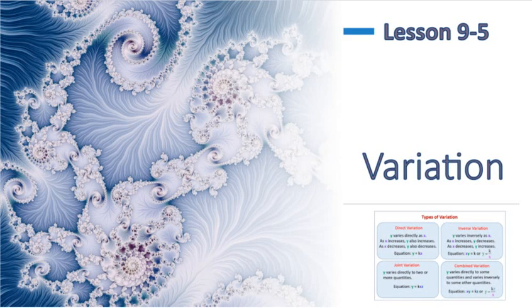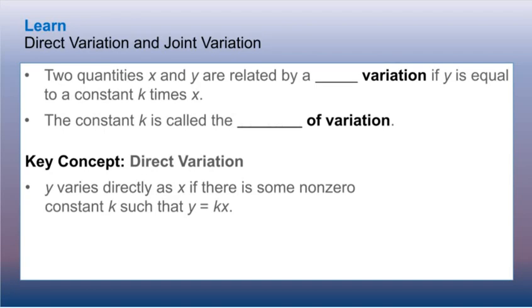Lesson 9-5, variation. Two quantities, x and y, are related by a direct variation if y is equal to a constant k times x. So the formula y equals kx, that's direct variation. The constant k is called the constant of variation.